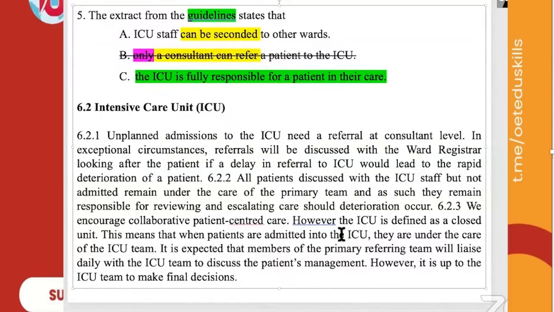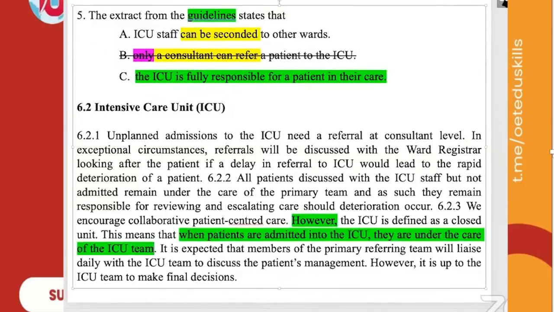where is the contrast word. Could you see any contrast word? Glance fast through the text and tell me. However. Okay, however, there should have been a comma after however. So this is a contrast word. Okay, and do you have the answer? When patients are admitted into the ICU, they are under the care of the ICU team. Option C says the ICU is fully responsible for a patient in their care.